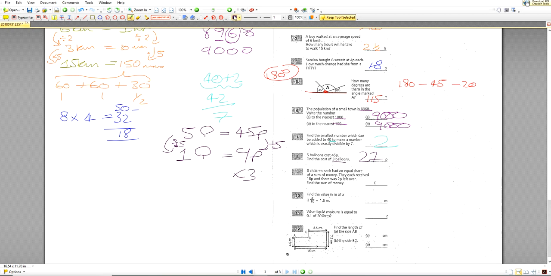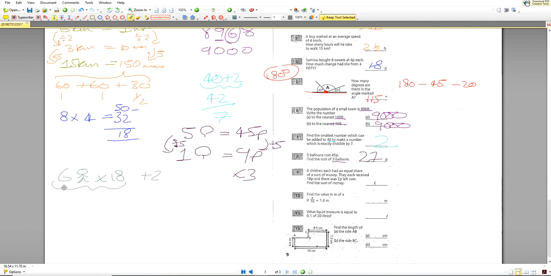Right, let's get on to question number 9. Let's try grey. 6 children each had an equal share of a sum of money. They each received 18p and there was 2p left over. So if 6 students each received an equal share, we do 6 times 18, and there's going to be 2p left over. We've got to work out that calculation.